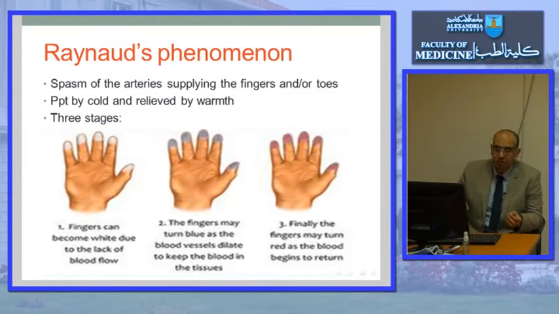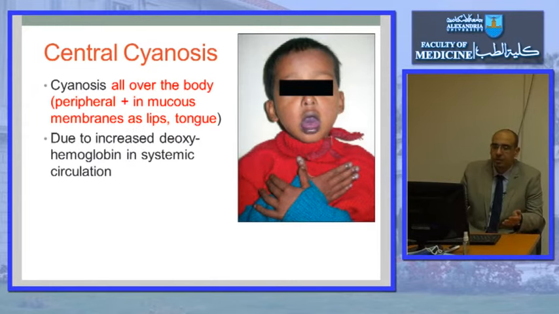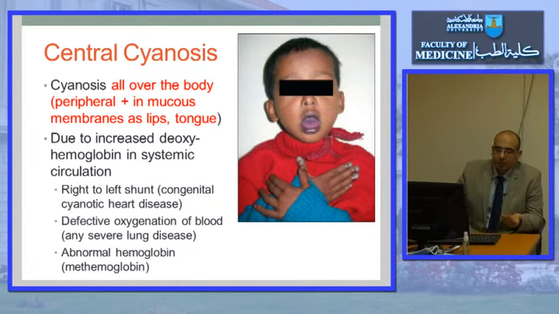This is Raynaud's phenomenon. Central cyanosis is when there is bluish discoloration all over the body, peripheral and central. By central, we mean the mucous membrane in the lips or the tongue. There is cyanosis in all the general circulation. There is deoxygenated hemoglobin in the systemic circulation. The cause might be, as we said before, that the blood gets oxygenated again in the lung. So if there is a defect in the lung causing decreased oxygenation, this will cause increased deoxygenated blood.